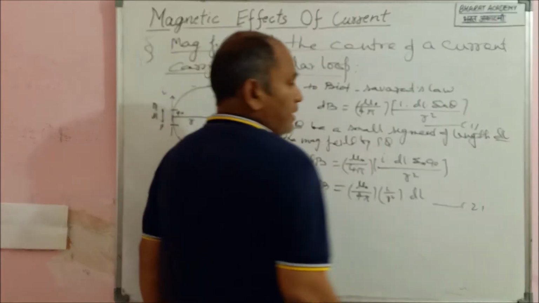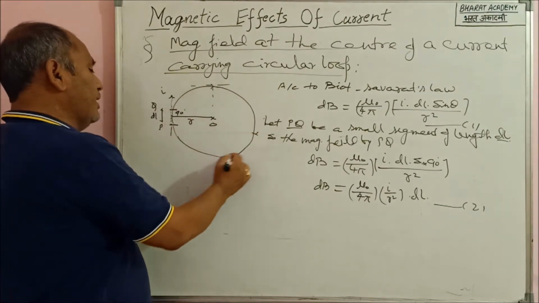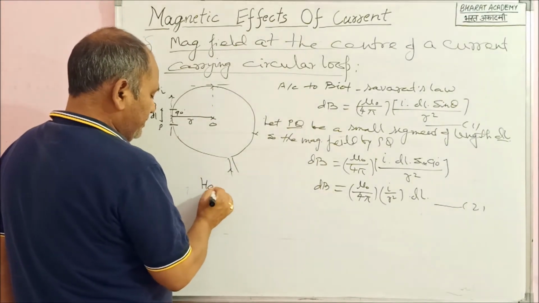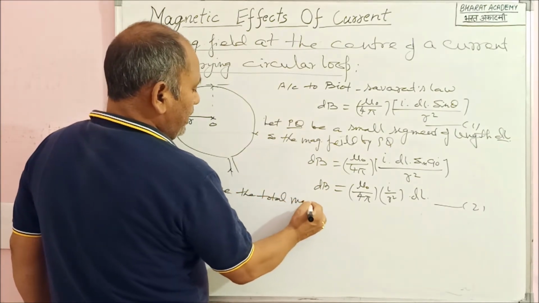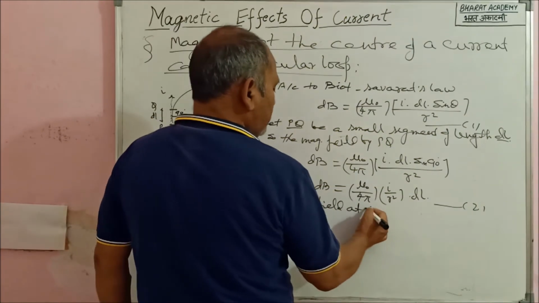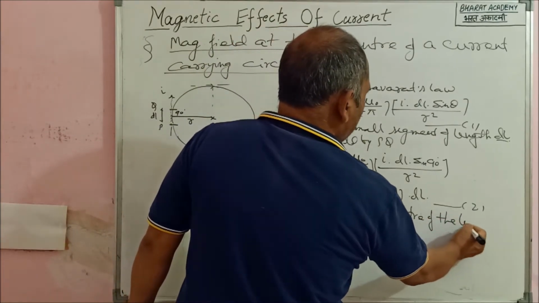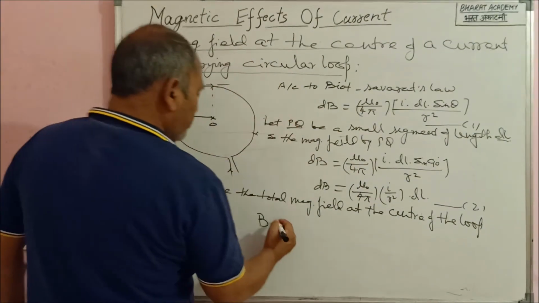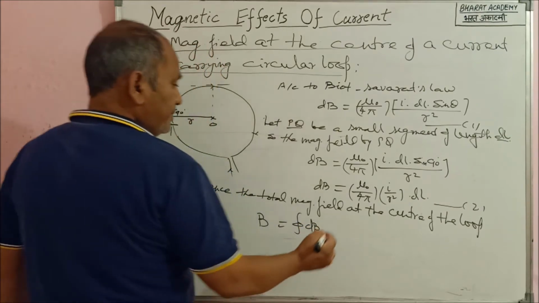This is the small magnetic field produced by this segment. Now this whole loop consists of a large number of small segments of the same length. Hence, the total magnetic field B at the center of the loop, since it is a closed loop, will be a closed integral of dB.